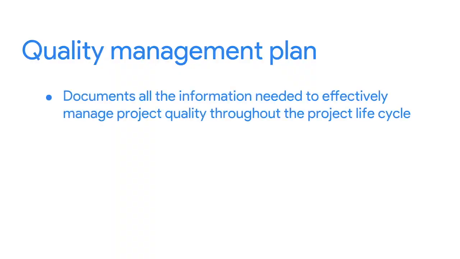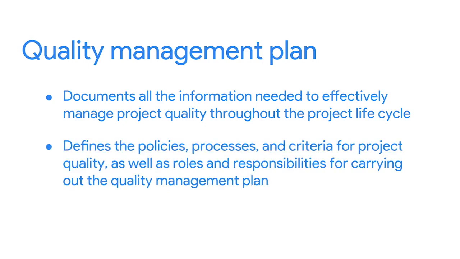Here, we'll focus on building quality standards for the Sauce and Spoon project, but in many projects, all of these concepts get built into an overarching quality management plan, which documents all the information needed to effectively manage quality throughout the project lifecycle. The quality management plan defines the policies, processes, and criteria for project quality, as well as the roles and responsibilities for carrying them out. Again, there are lots of different ways to develop and track quality management for your project, but the benefits and main concepts that make up quality management remain the same.